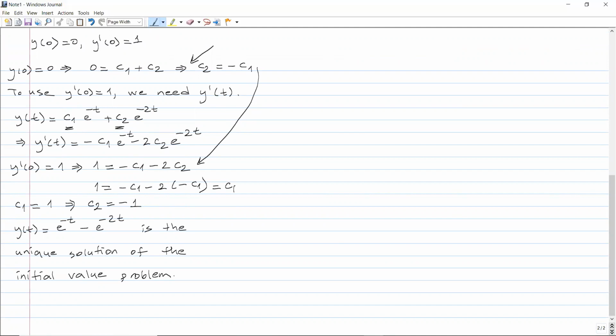And then, in order to use the second condition, we need the derivative. So we take the derivative of our function and use the second initial condition. And in that initial condition, we use the relationship we find from the first equation to find one of the constants, and then that gives us the other constant. So using those values of the constants, we write the unique solution of the initial value problem.